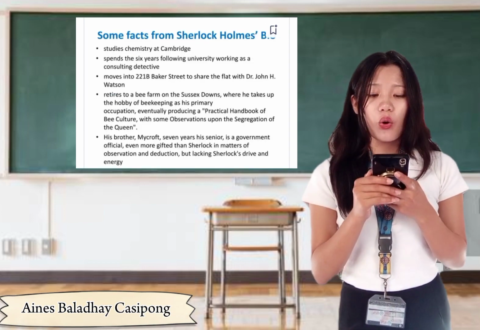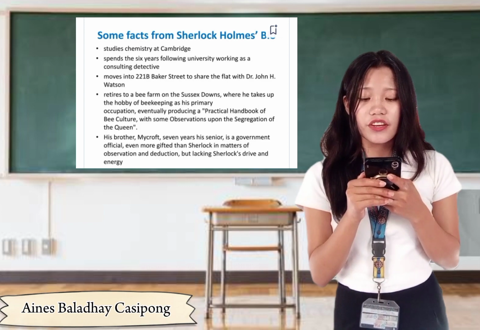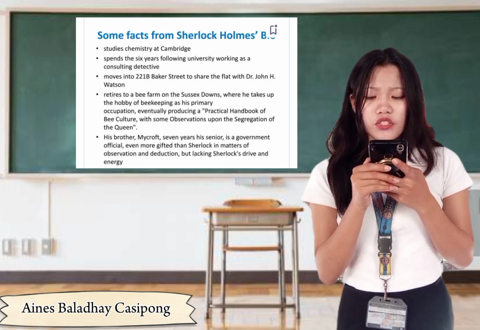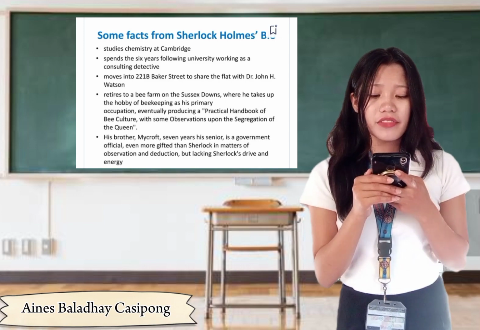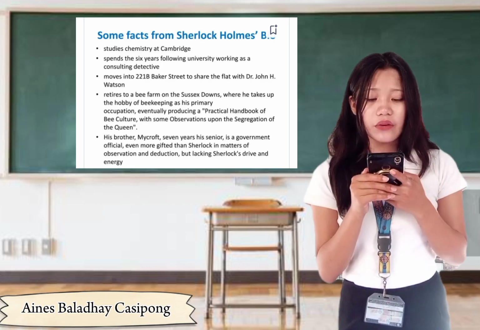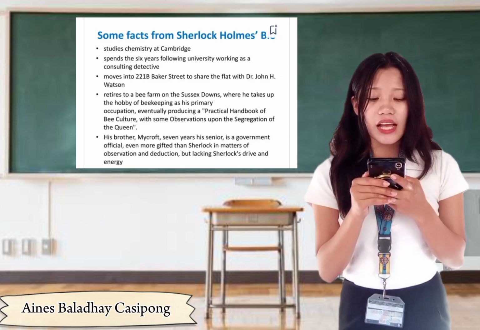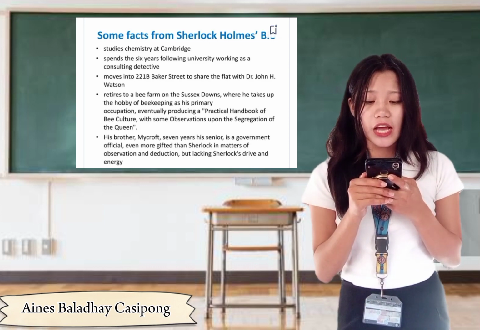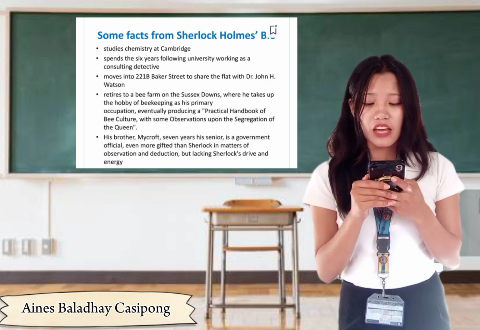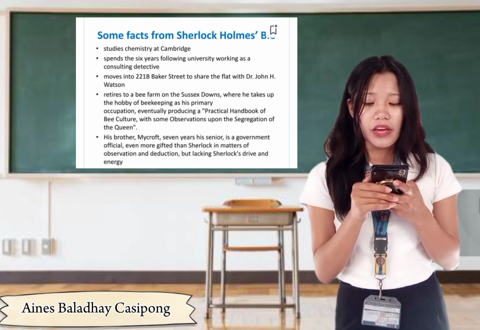Okay, some facts about Sherlock Holmes. He studies chemistry at Cambridge, spends the six years following university working as a consulting detective, and moves into 221B Baker Street to share the flat with Dr. John H. Watson. He retires to a bee farm on the Sussex Downs, where he takes up beekeeping as his primary occupation, eventually producing a practical handbook of bee culture, with some observations upon the segregation of the queen. His brother Mycroft, seven years his senior, is a government official even more gifted than Sherlock in matters of observation and deduction, but lacking Sherlock's drive and energy.